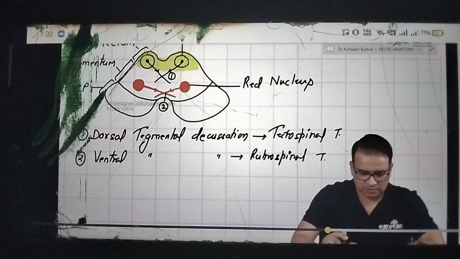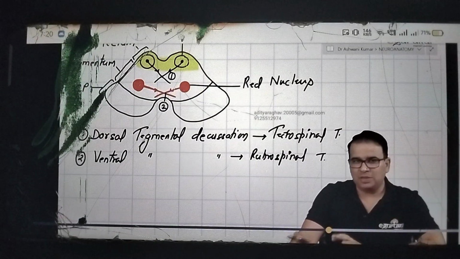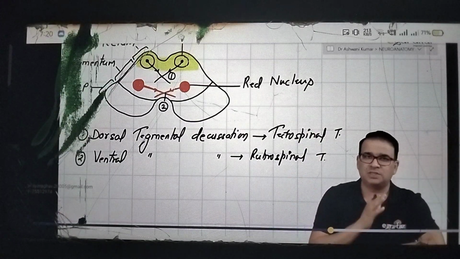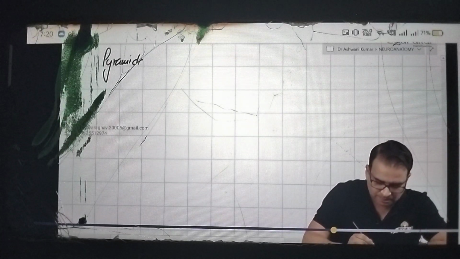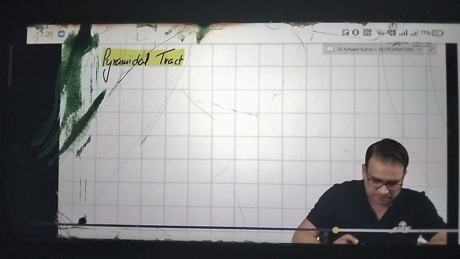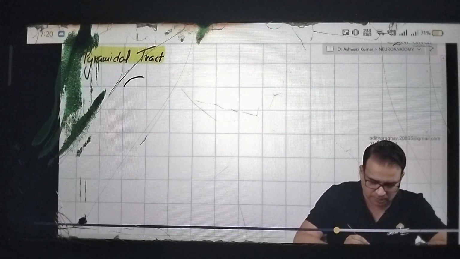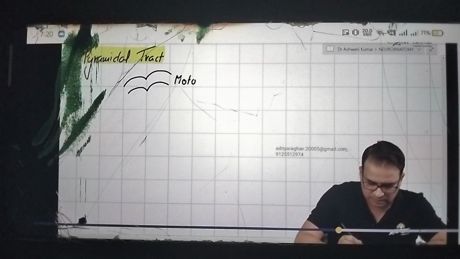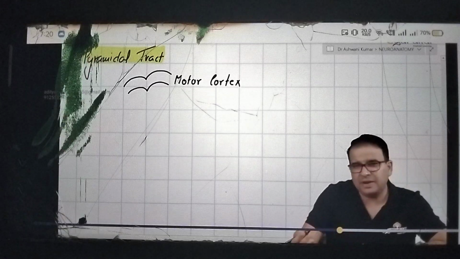Okay, so this is about the two tracts which are decussating in the midbrain. Now coming to the last major tract here, the pyramidal tract: how exactly it starts, till what point it will go, and how it decussates to reach the spinal cord, to reach the effector muscles actually. So the final thing that we're discussing here is the pyramidal tract. Well, in case of the pyramidal tract, this time we'll be looking at the motor cortex. A descending tract obviously will start with the motor cortex.